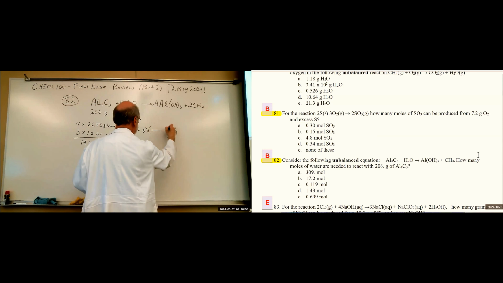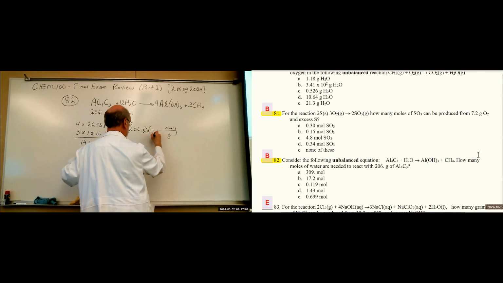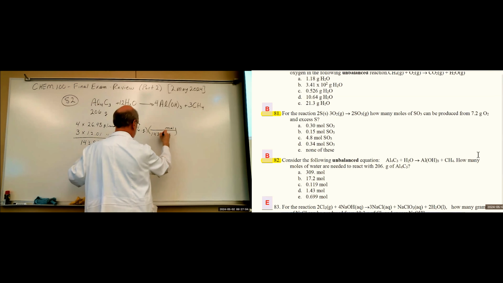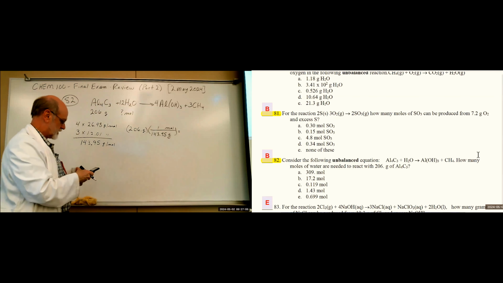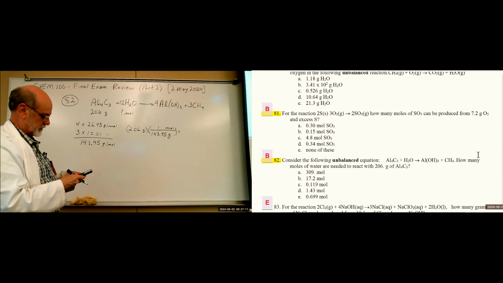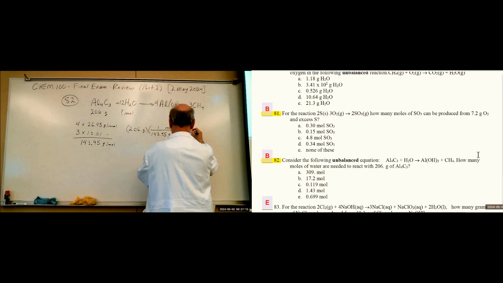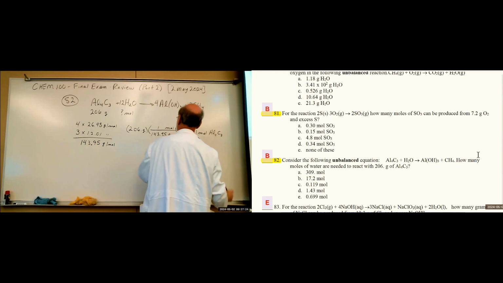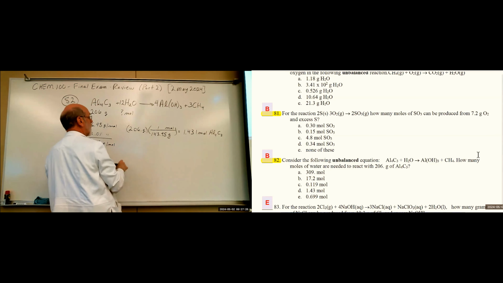We need grams on the bottom and moles on the top. So grams goes on the bottom, 143.95. There we go. We're going to divide that into 206. And I get 1.431 moles of aluminum carbide. Okay, now we convert that to water.